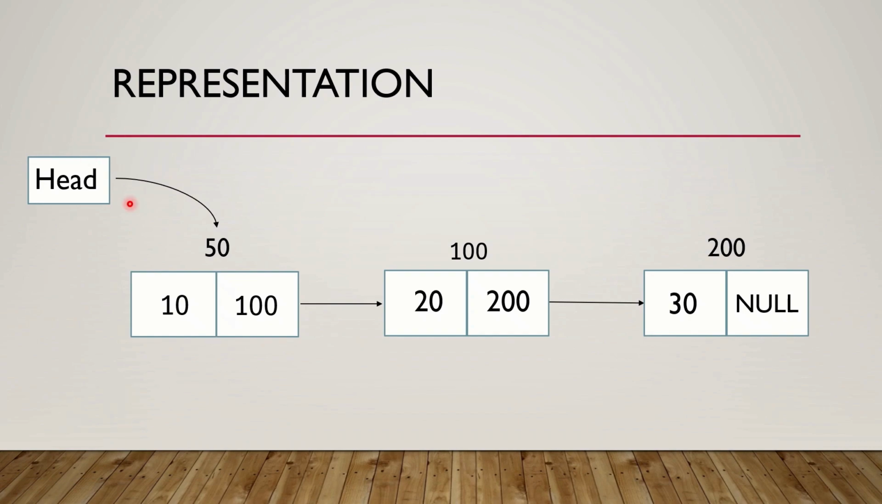So this is head which points to the first node of the linked list. The first node in turn points to the second node of the linked list and the second node points to the third node. The third node finally points to null, which is nothing.